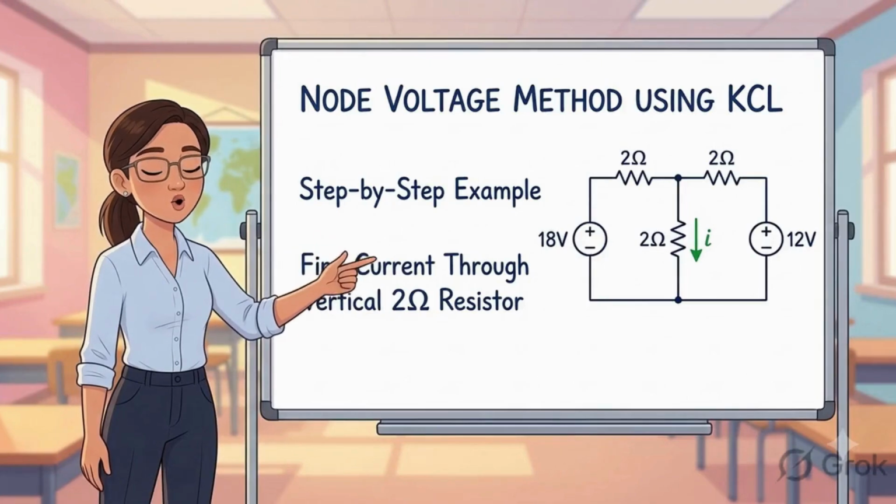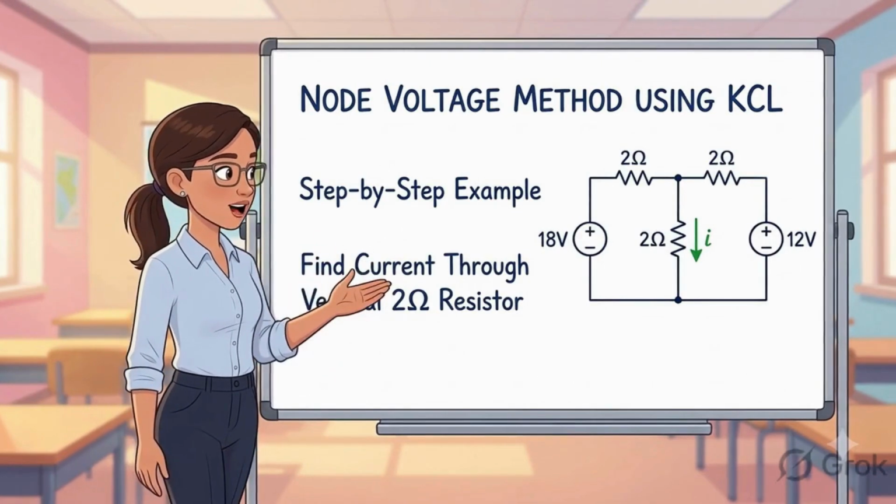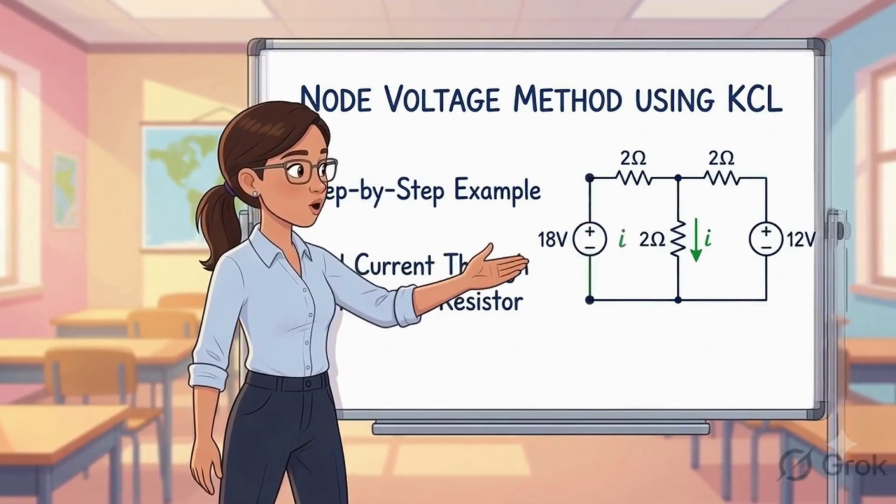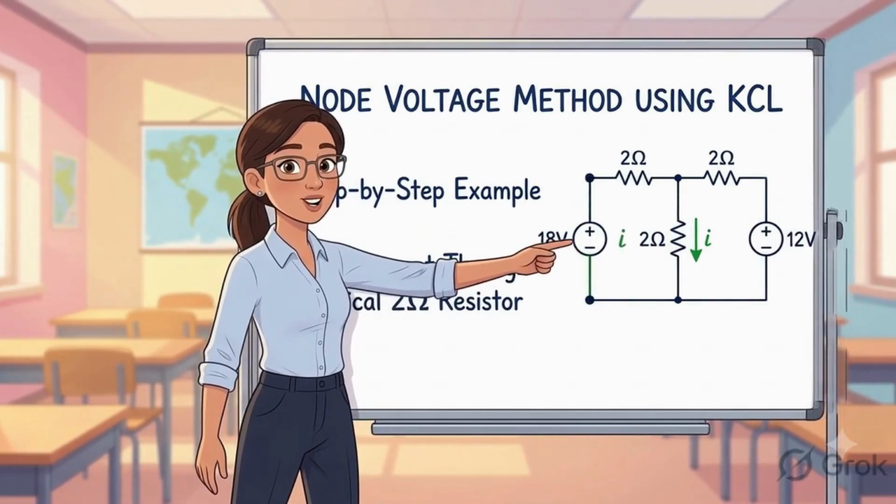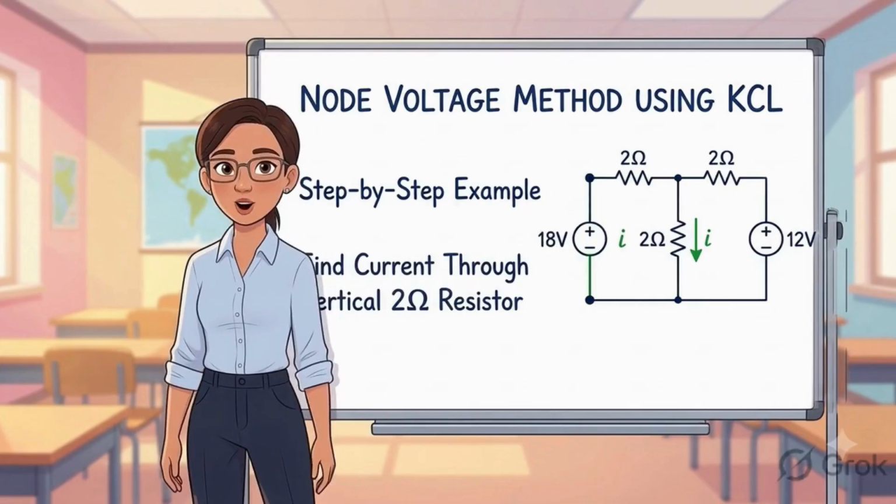Let's find the current through the vertical 2-ohm resistor using the node voltage method. We have two parallel branches. The left has an 18-volt source and a 2-ohm resistor. A vertical 2-ohm resistor connects the branches. We need to find the current I through it.